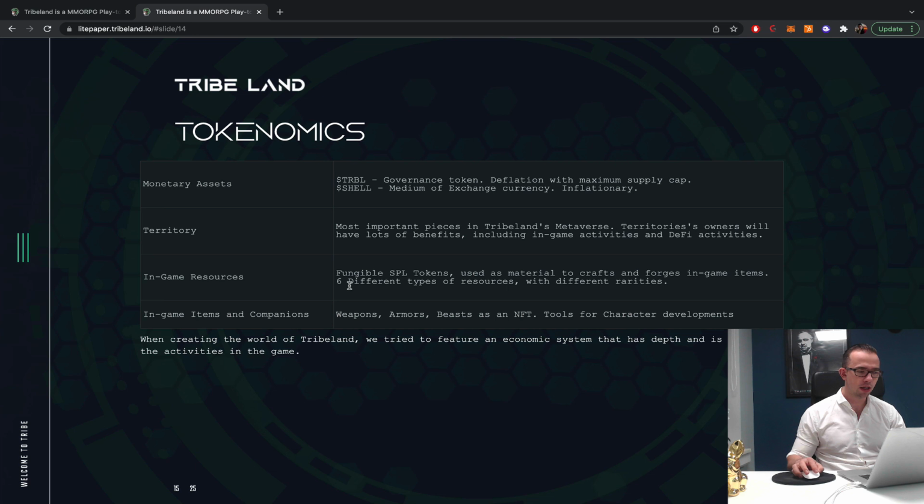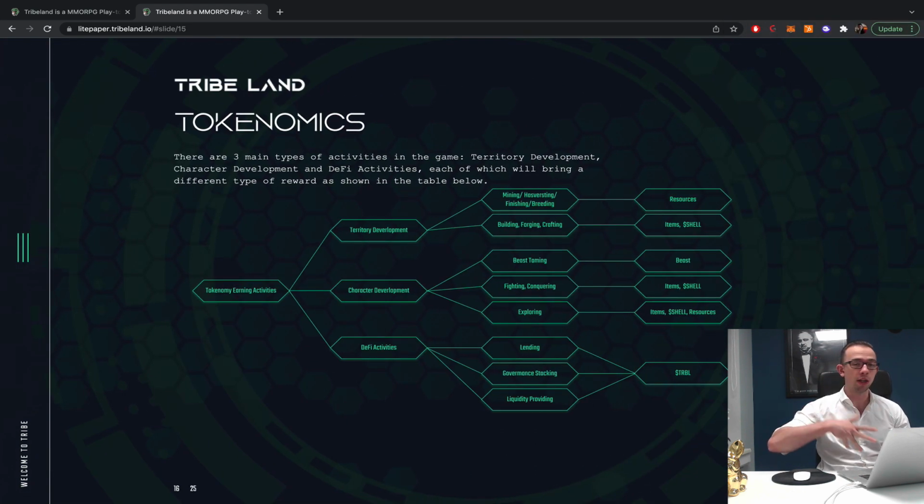In-game resources, fungible SPL tokens, used as material to craft and forge in-game items, six different types of resources with different rarities. In-game items and companions, weapons, armor, beasts, and NFTs, tools for character development. When creating the world of Tribeland, we try to feature an economic system that is adept and is tied to the activities in the game. I think tied to the activities in the game would be great if that can occur consistently. You create the economy that will live on its own, and that's, I think, what every game desires.